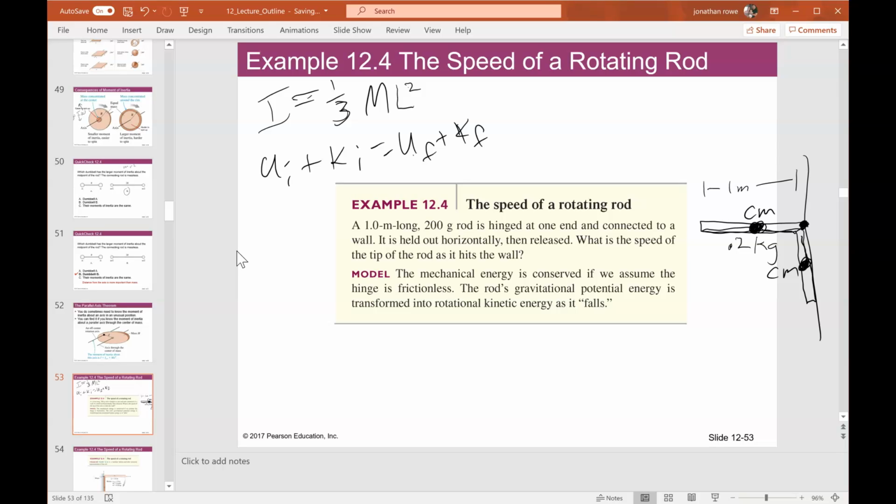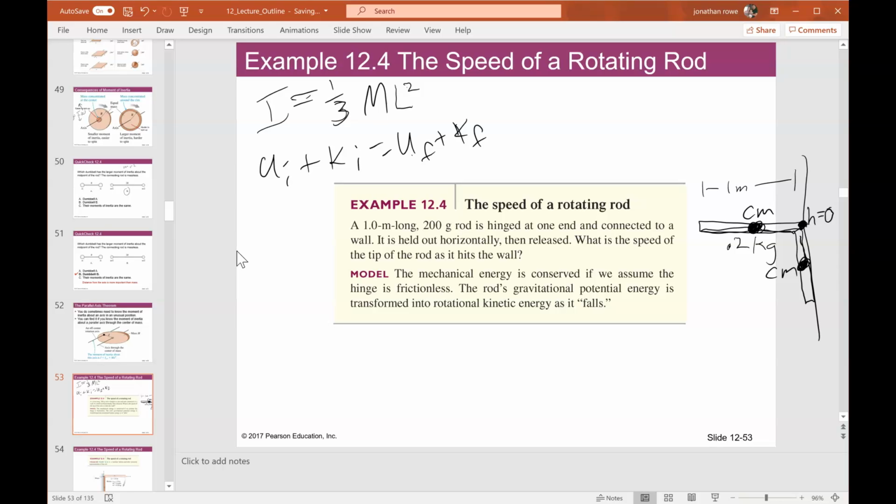I'm going to call the height the initial height. You could call it whatever you want, I guess. I'm going to call it 0. And I'm going to call this final height then negative 0.5. Since the whole thing is 1 meter long, it's going to be 0.5 meters lower than where it started.